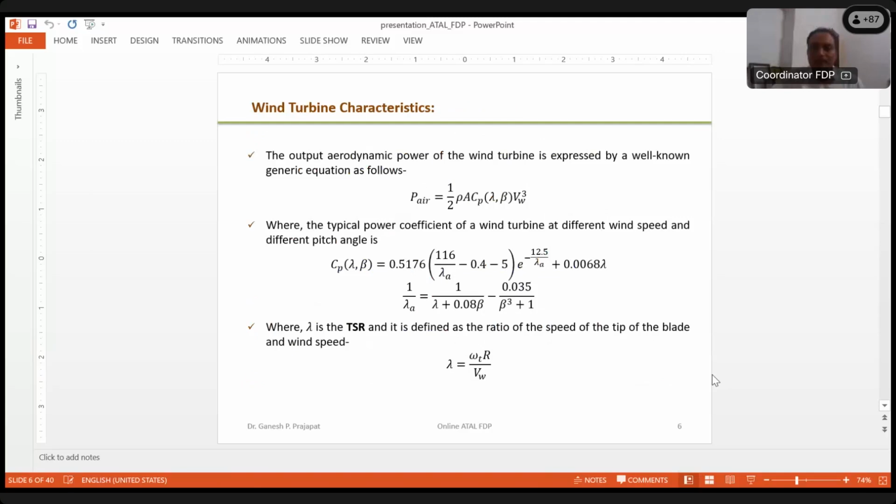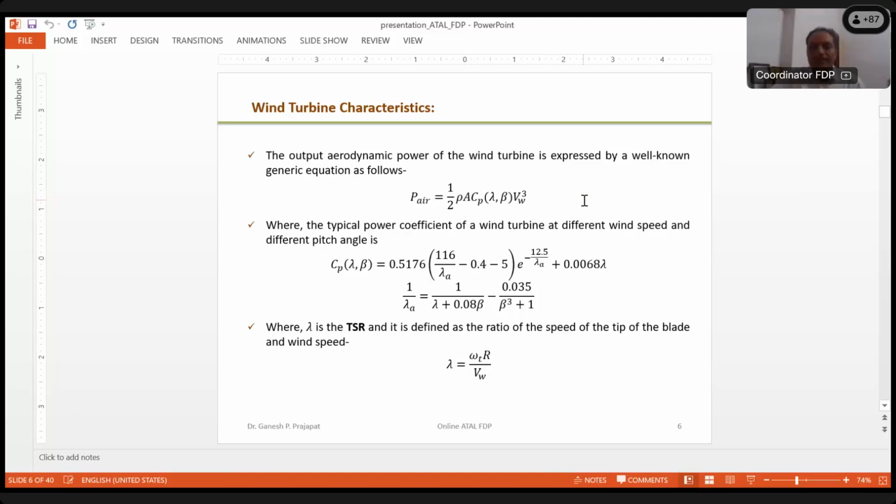So that's why a mathematical empirical formula for the power out of a wind turbine is something like this. It is half of rho A Cp(lambda, beta) times V_wind cubed. It is very conventional for the electrical people, but what exactly does it show? It is directly proportional to the air density. Rho is the air density, and A is the cross-sectional area, or I must say the area swept by the wind turbine blades.